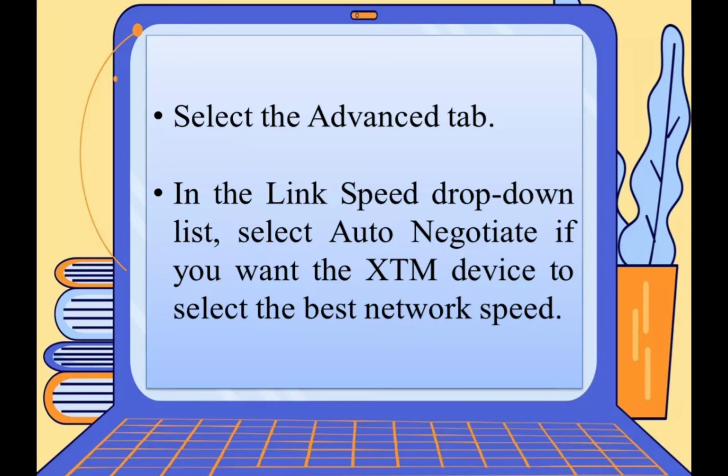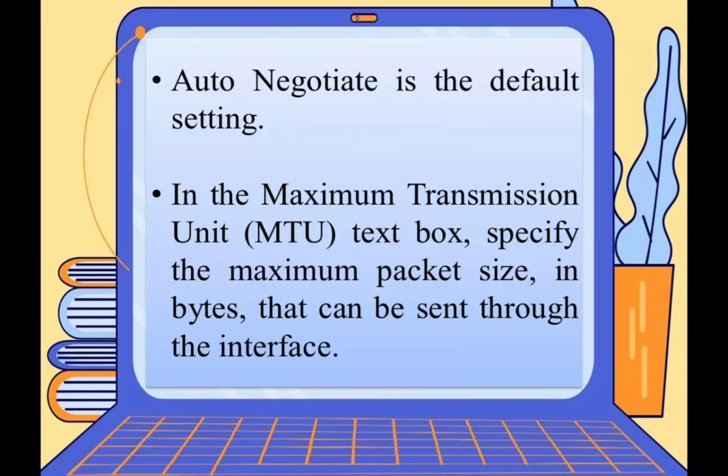After selecting it, in the link speed drop-down list, select auto negotiate if you want the XTM device to select the best network speed. XTM stands for extensible threat management. You can also select one of the half duplex or full duplex speeds that you know is compatible with your other network equipment. Auto negotiate is the default setting. It is strongly recommended that you do not change this setting unless instructed to do so by technical support.